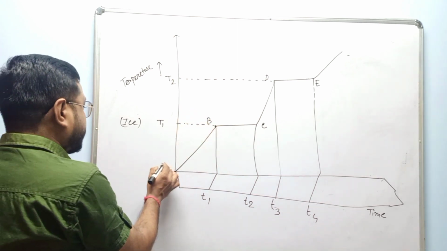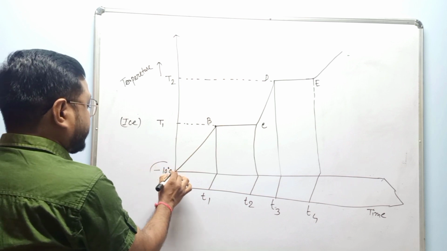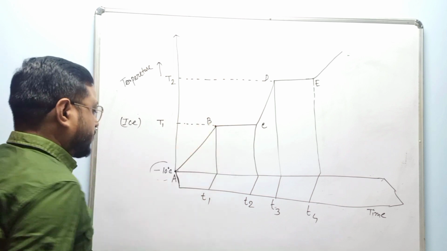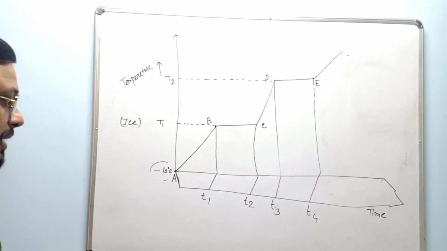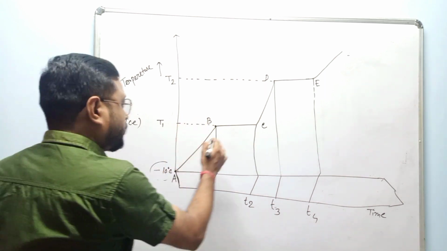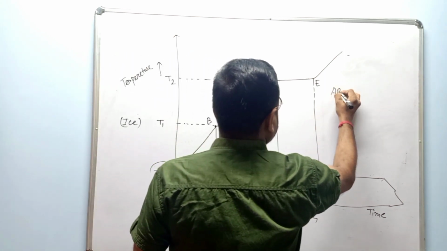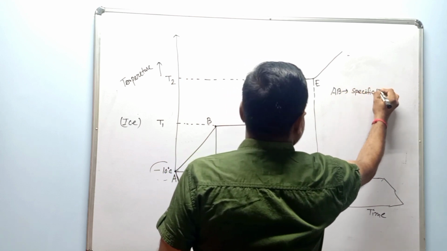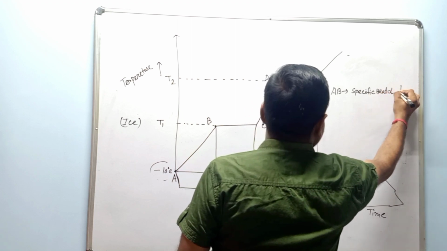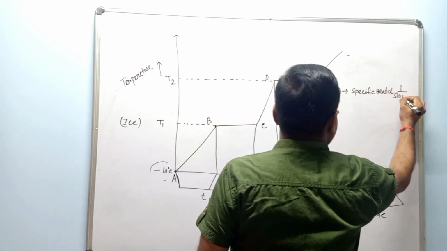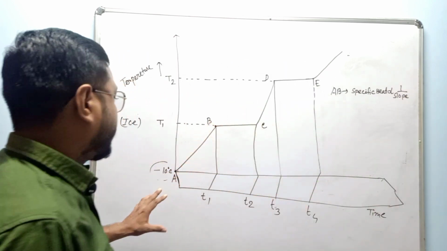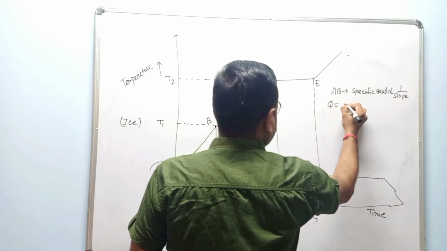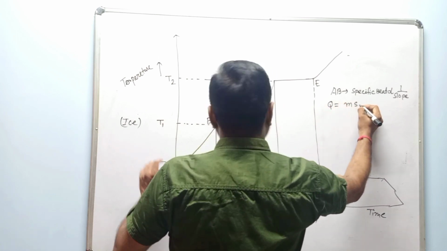When the temperature of ice is minus 10 degree centigrade, if we supply heat from outside, at first it will get converted into 0 degree centigrade ice, from minus 10 degree centigrade to 0 degree centigrade. So for portion AB, the specific heat is inversely proportional to the slope of the given line. If we take the slope, the total energy Q is equal to m s delta T.